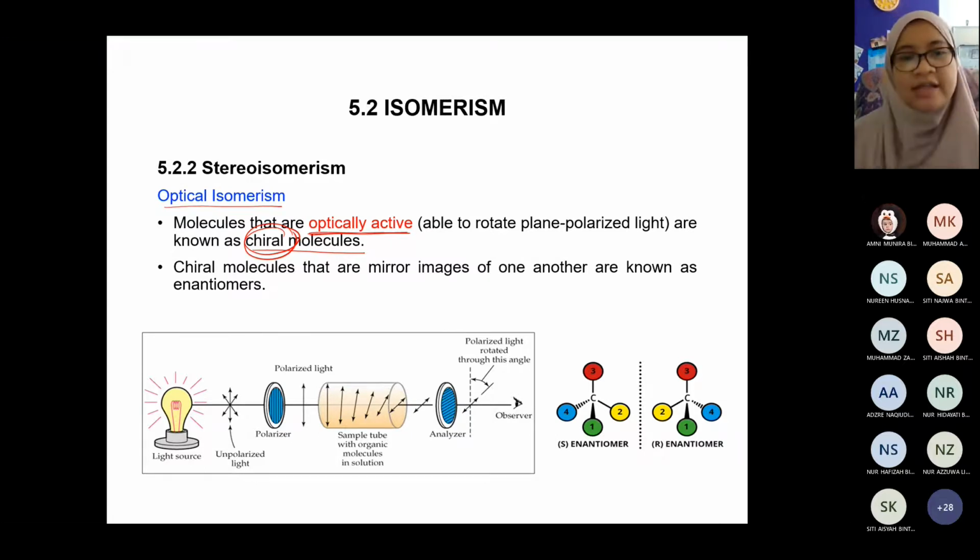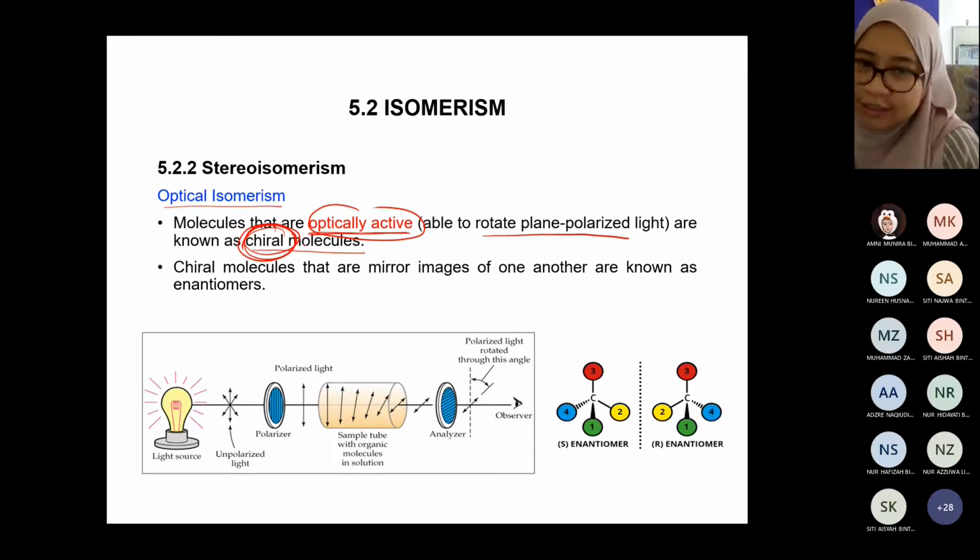If it's chiral, then it has the ability to rotate plane polarized light, also known as being optically active. So this is the rule: it must be chiral. But the problem now is, what is chiral?